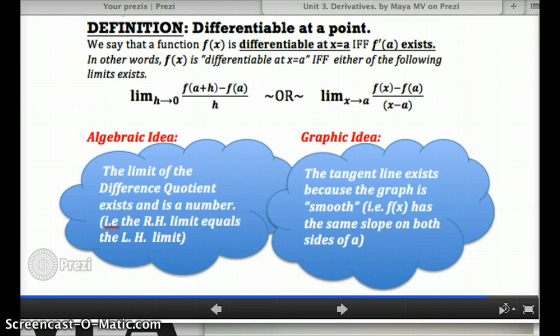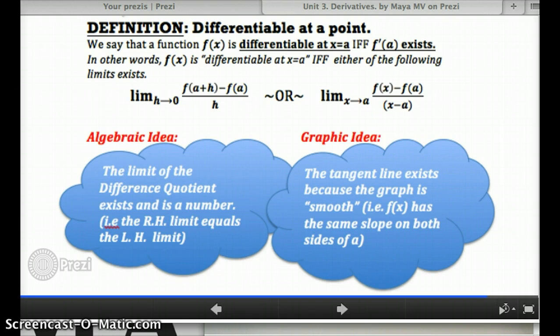Pause the video here to make sure that you have this definition written down. And not only should it be written down, but you should really understand both the algebraic idea and the graphic idea. You should be able to say them back to me when I cold call you at the beginning of class tomorrow.